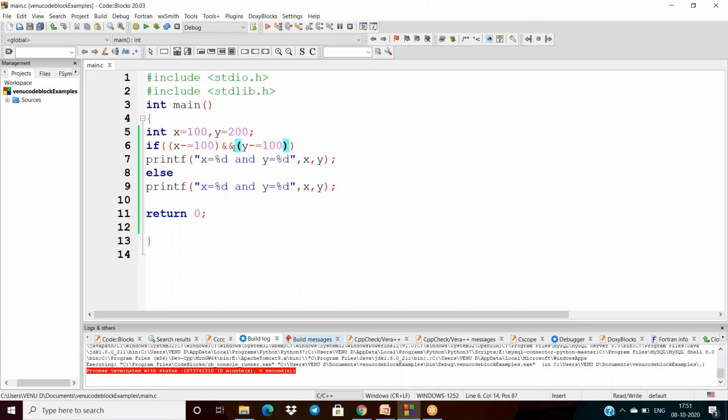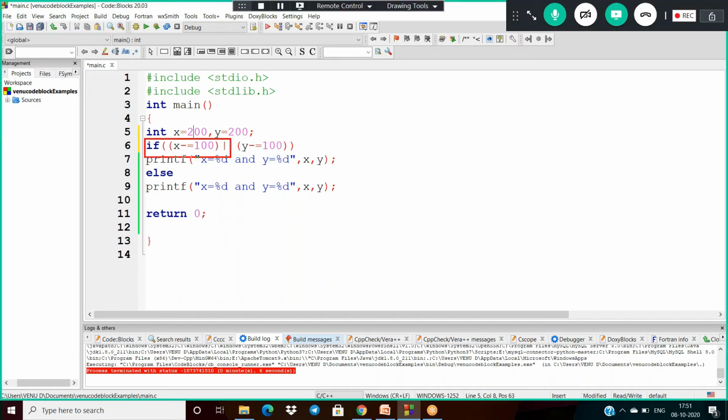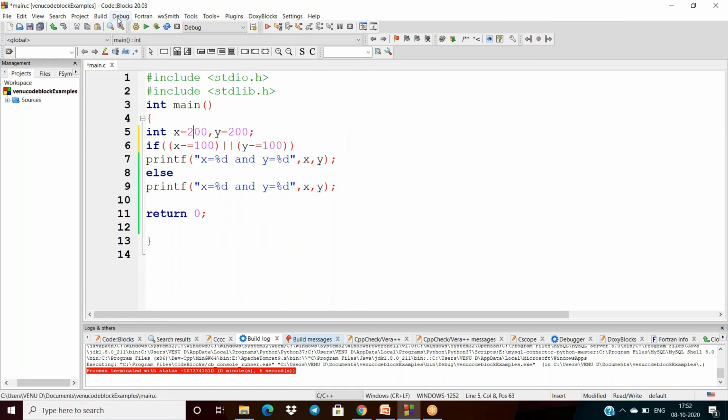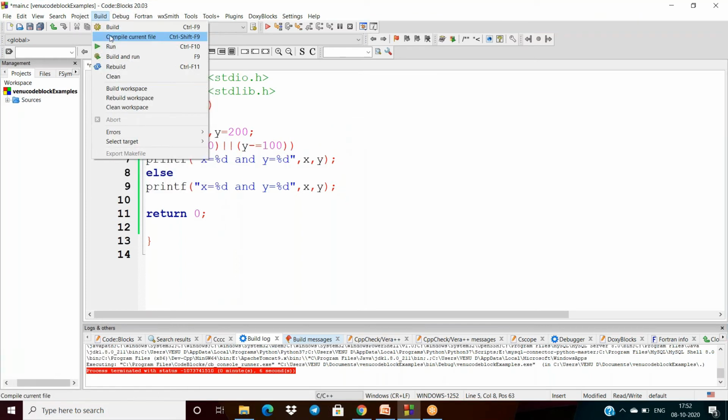That's all. In the else block, x is modified, y is not modified. And suppose I use OR here, and I give 200. First, 200 minus 100 is true. If the first expression is true, whether the remaining is true or false, we don't bother about that. If it is true, it can assume that overall it is true, then the true block is executed. Then x is modified, y is not modified. So in this case you will get 100 and 200. Let us verify.